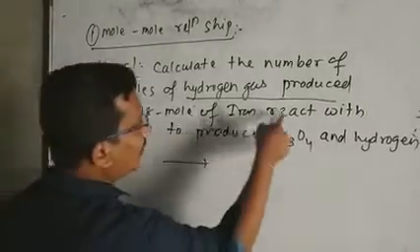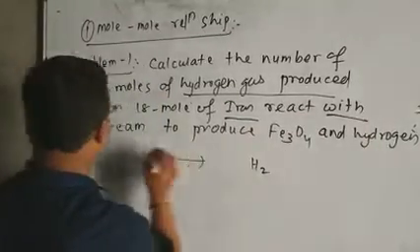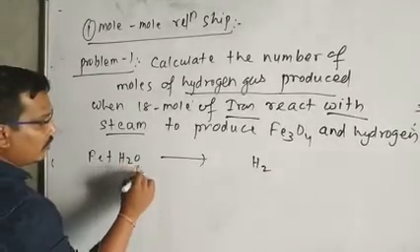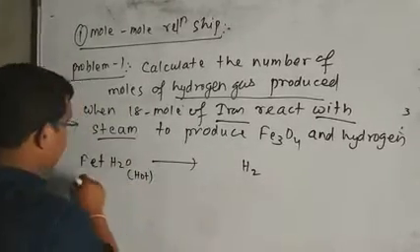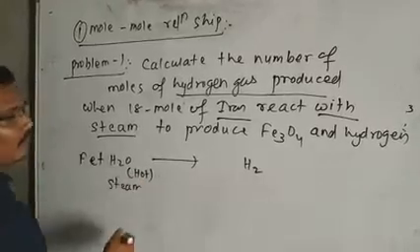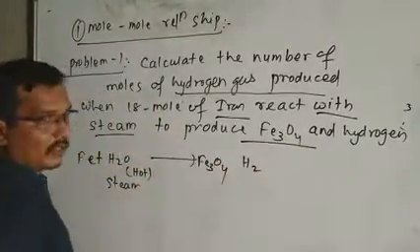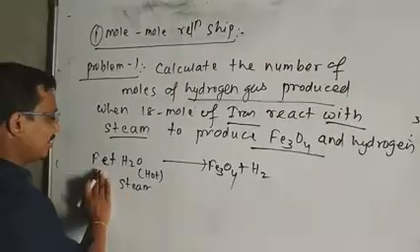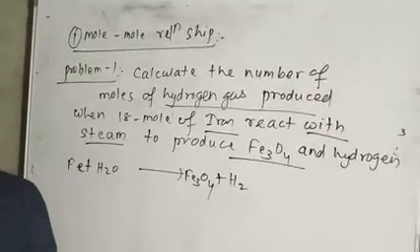When 18 mole of iron reacts, that means iron is the reactant. With what? Steam. Steam means water, so hot water is considered as the steam, that is H2O. Fe reacts with steam to produce Fe3O4. The main product is Fe3O4 and hydrogen gas is produced. Here the reactants are Fe and H2O, and the products are Fe3O4 plus H2.